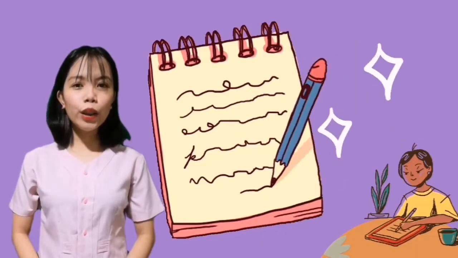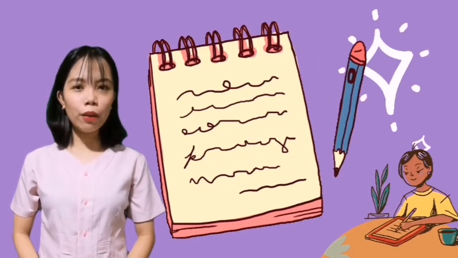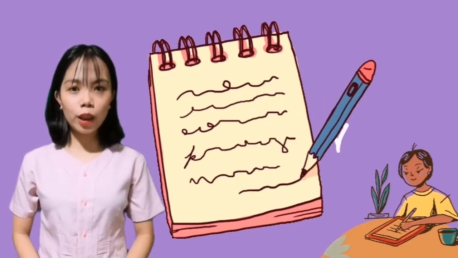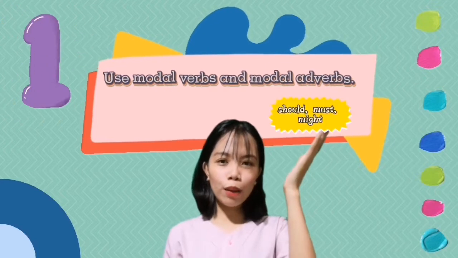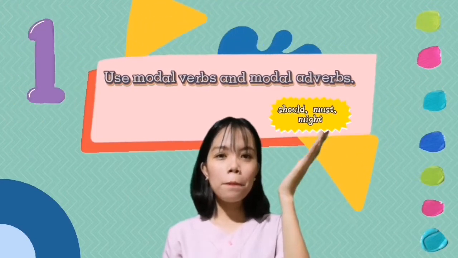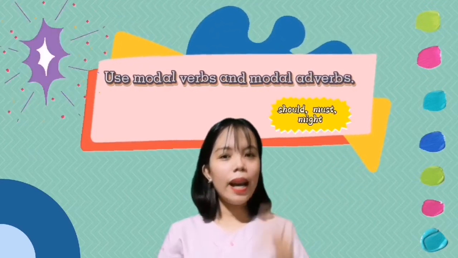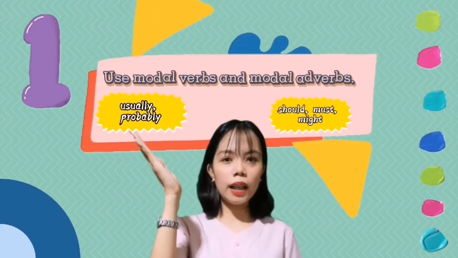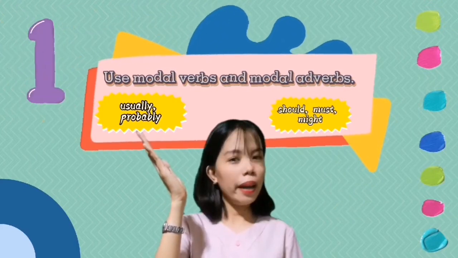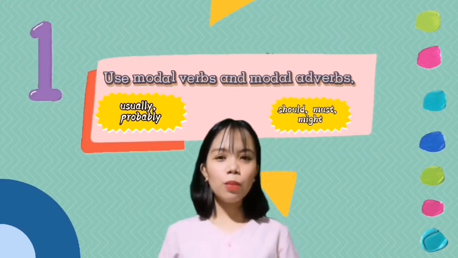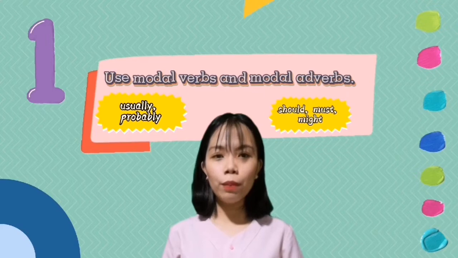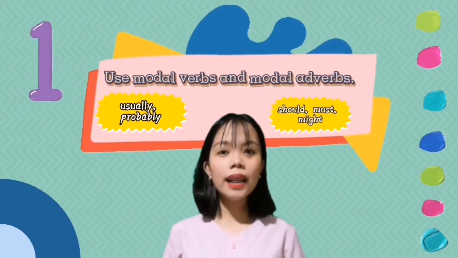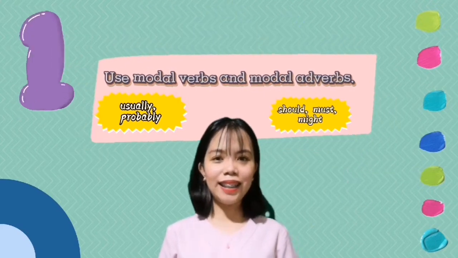To produce good expository and argumentative writing, we have to follow some tips. Tip number 1, use modal verbs such as should, must, and might, and modal adverbs such as usually, probably, etc. It adds meaning to your writing, and take note that each modal verb has a different function, degree, and usage.